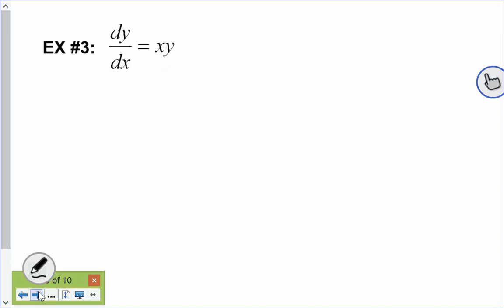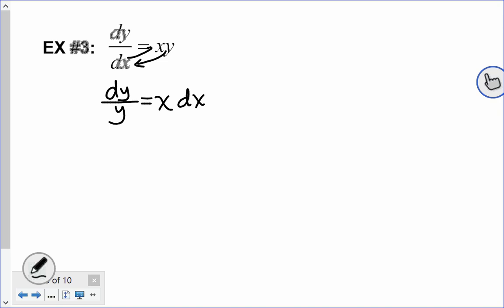So here we have a product on the right, and we still want to split it. We have dy, we want to stay on the left, so we're going to divide by y to move it over to the left-hand side. And then to get the dx over, we're going to multiply by dx. So we moved y down, dx up. And now we want to integrate both sides.